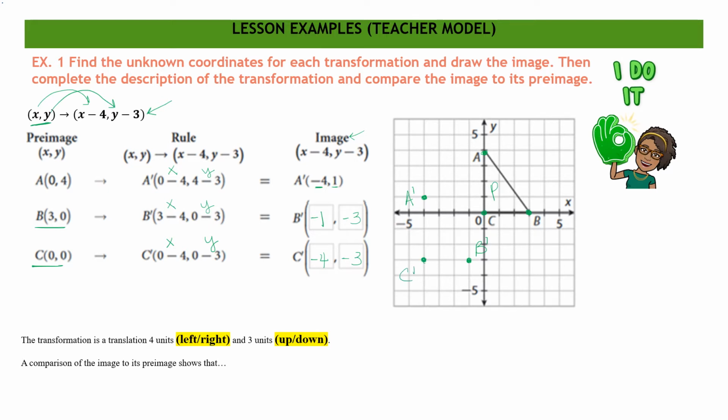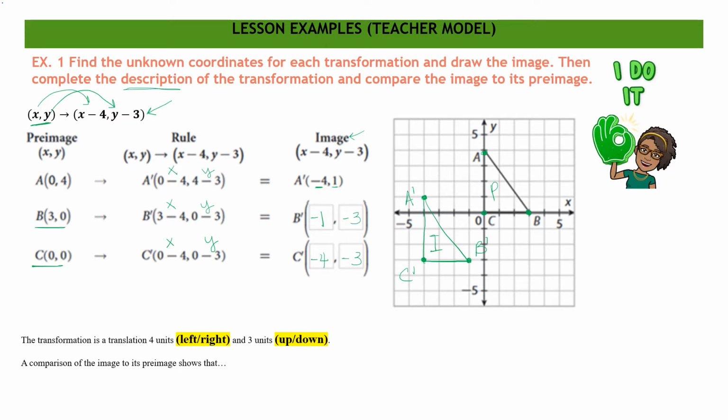So now that we have our new image for ABC, we're going to call this our image. That's now A prime, B prime, C prime. So now we're going to describe, because remember it says we have a description here.